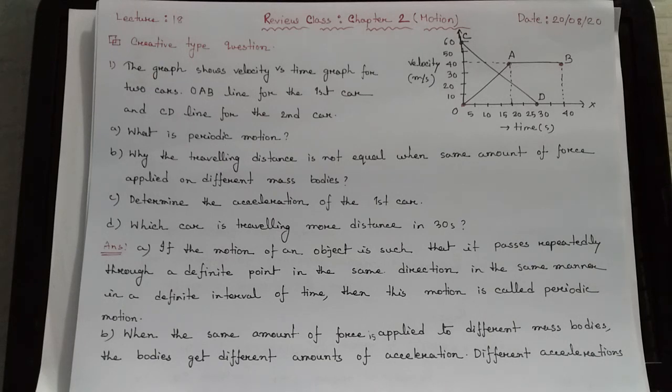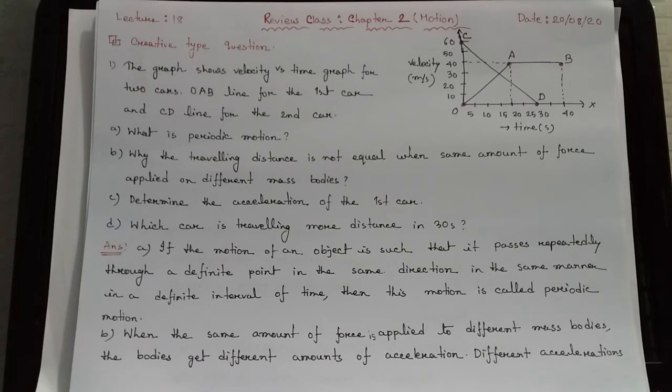There are many kinds of motion. Periodic motion is one of them, and this is an important definition. That means periodicity is maintained within a definite interval of time. That is called periodic motion.